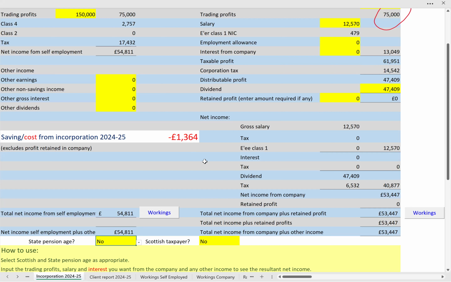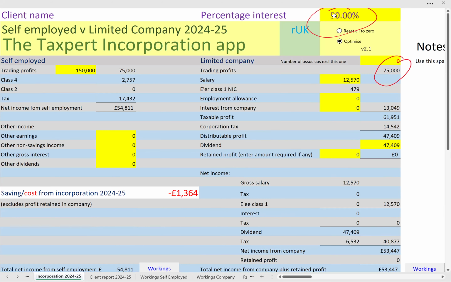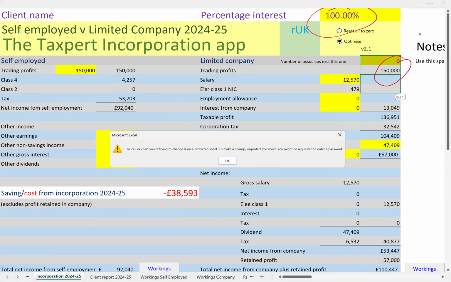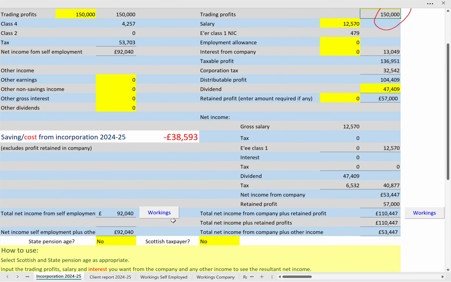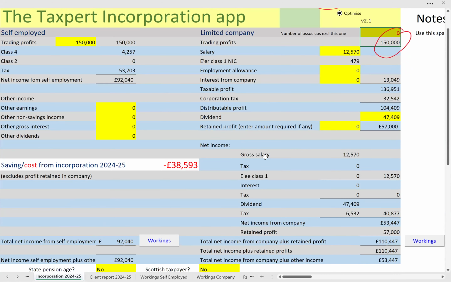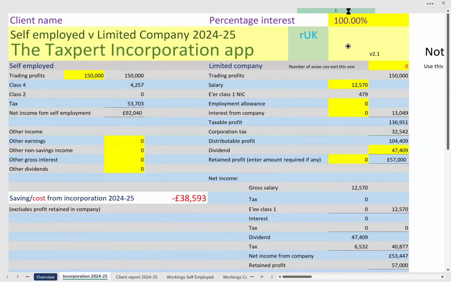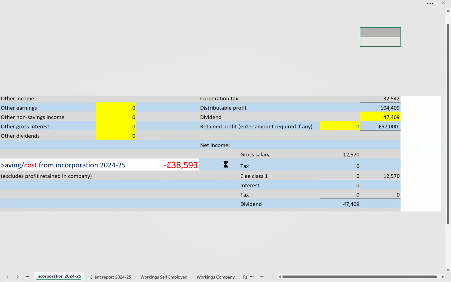For a Scottish taxpayer, well, here I would expect incorporation to be more beneficial. Let me just, to vary it a bit, change the percentage back to 100%. So we're now looking at a sole trader. You can see the profits we're getting are 150,000. At the moment, we're looking to be worse off, but that's because I haven't re-optimized. Let me re-optimize for that 150,000 and see what we would get for incorporation at that level.